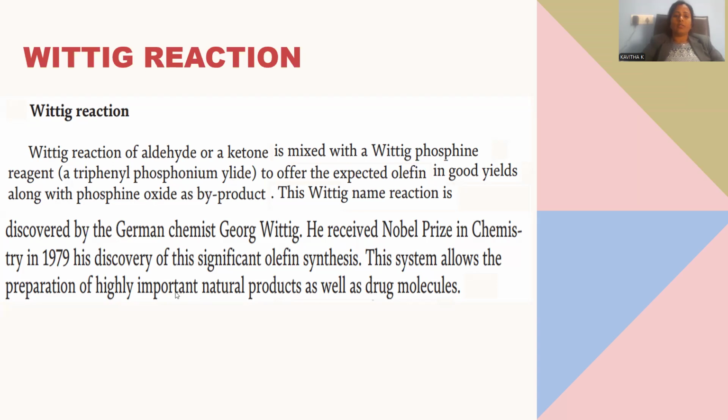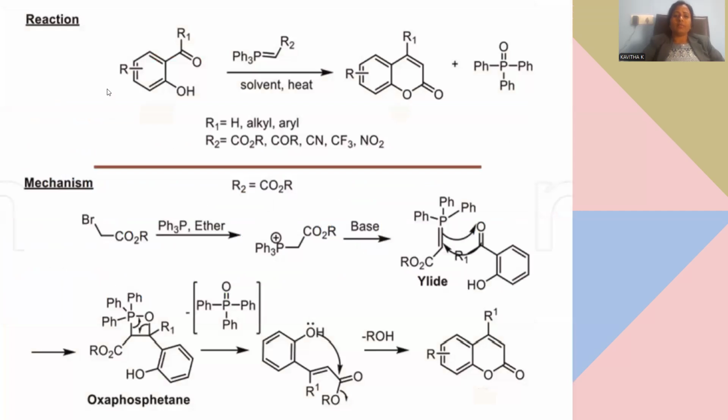So in order to achieve this one, German chemist Georg Wittig succeeded in the synthesis of coumarin by using the triphenyl phosphonium ylide as a characteristic reagent. He was awarded the Nobel Prize in Chemistry in 1979 for the discovery of significant olefin synthesis. He is most familiar for the Wittig olefination process, but he also extended his research to coumarin synthesis as well, right? So let me show.